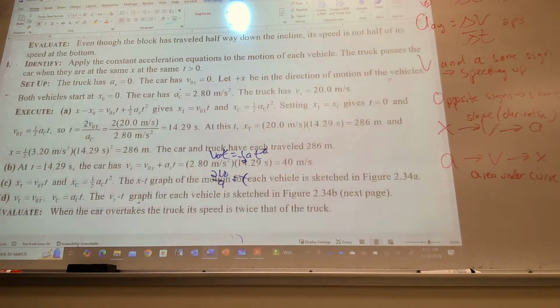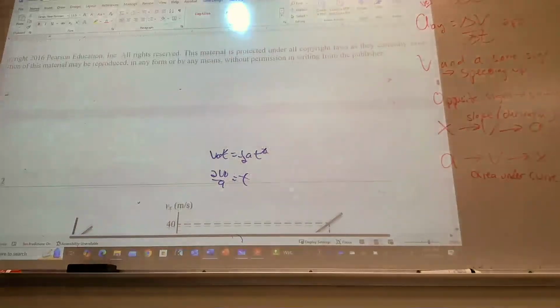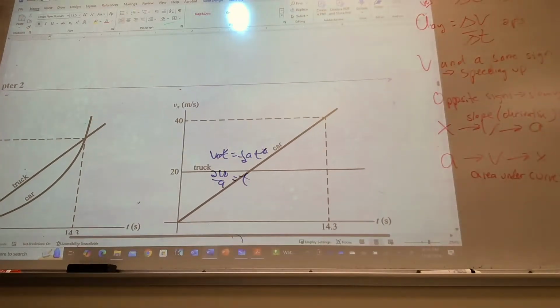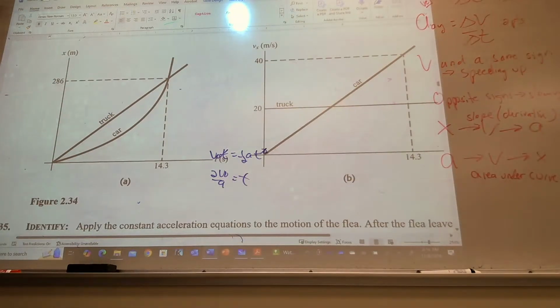Okay, now we have these same graphs that we see over and over, like this, right? They look just like 232. The truck has uniform velocity. The car has uniform acceleration. So the velocity here is uniform. The car is constantly changing. This is the same graphs we were just looking at.